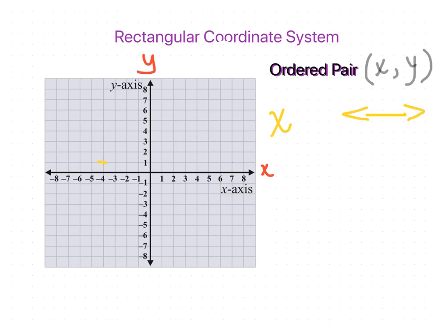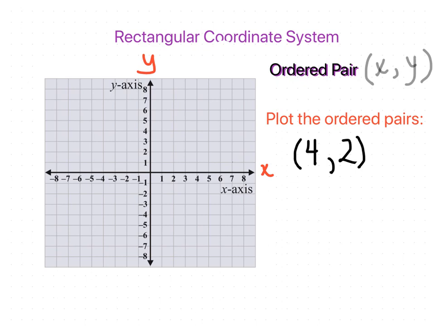Remember, on the x-axis, your negatives are here on the left, positives are here on the right. The y-coordinate represents vertical, or up and down, movement. Remember, on that number line, your negative values are down and your positive values are upward. So keep in mind the directions of your negatives and positives. Now let's take a look at what an ordered pair does.